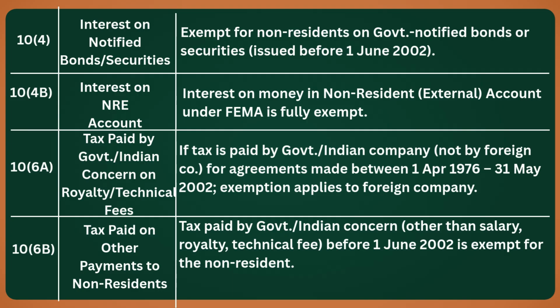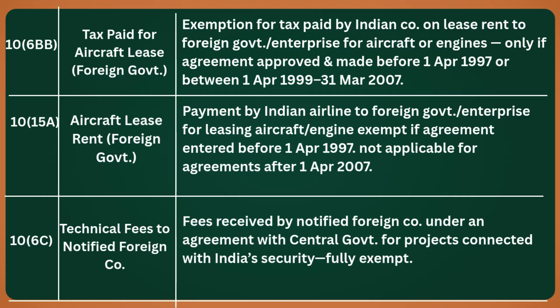5. Tax paid for aircraft lease, foreign government, Section 10, subsection 6bb. Exemption applies for tax paid by an Indian company on lease rent to a foreign government or enterprise for aircraft or engines, only if the agreement was approved and entered into before 1st April 1997, or between 1st April 1999 and 31st March 2007.